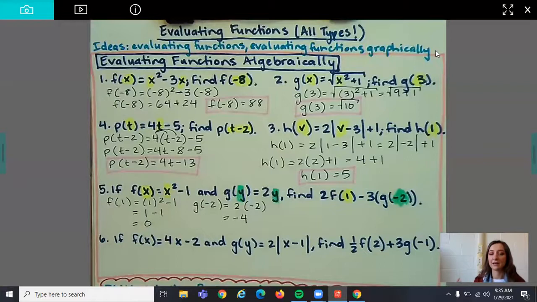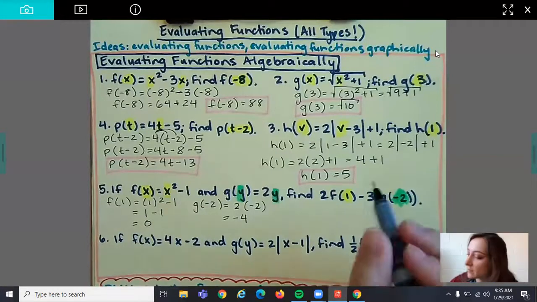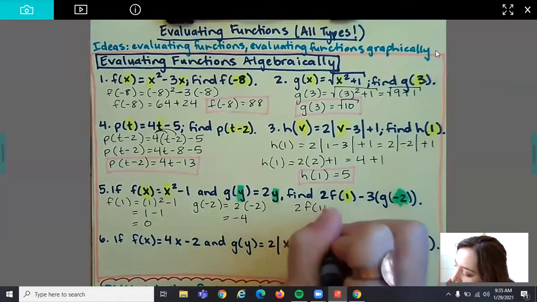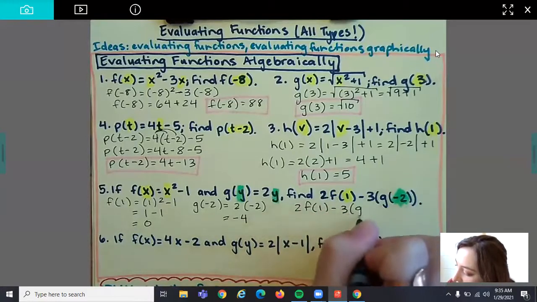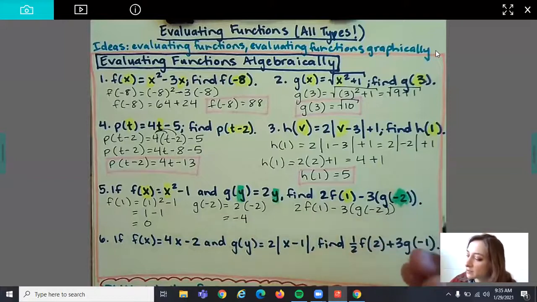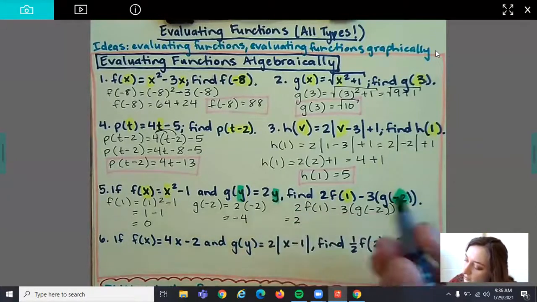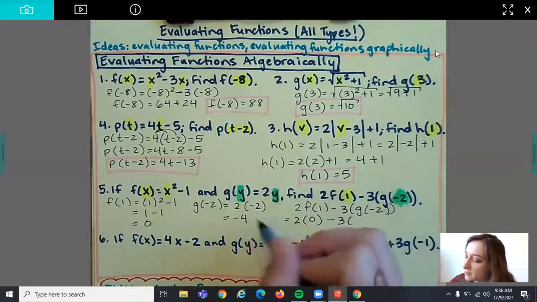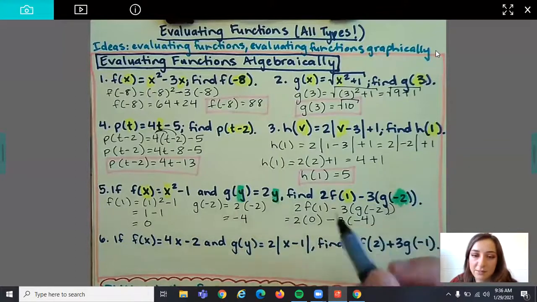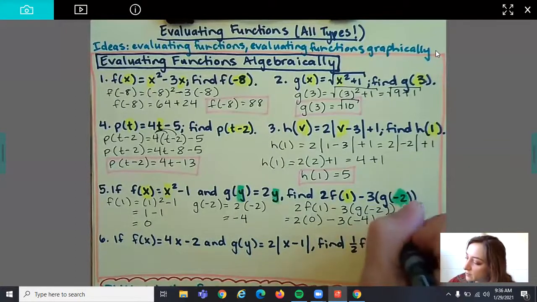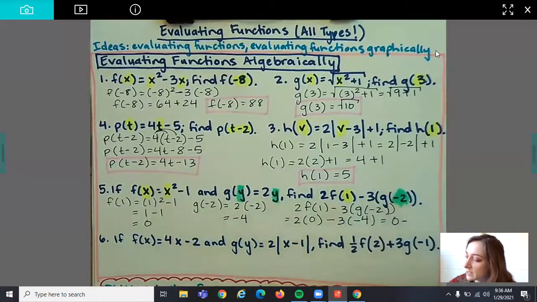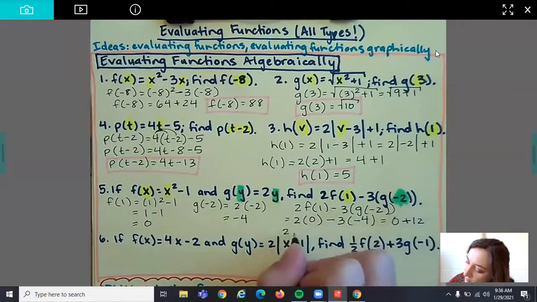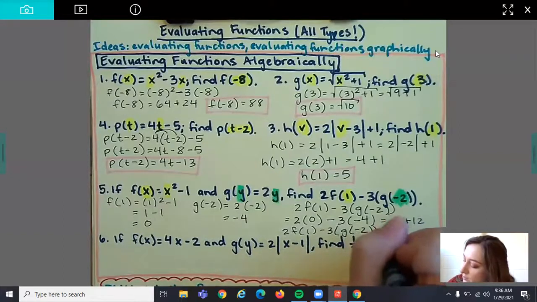Now that I have these values, I can plug them into my formula at the end. I want to find 2 times f of 1 minus 3 times g of negative 2. So I'm just going to plug in these values. 2 times f of 1, which is 0, minus 3 times g of negative 2, which is negative 4. And now we can simplify. 2 times 0 is 0, and negative 3 times negative 4 is positive 12. So that means that 2 times f of 1 minus 3 times g of negative 2 is equal to positive 12.